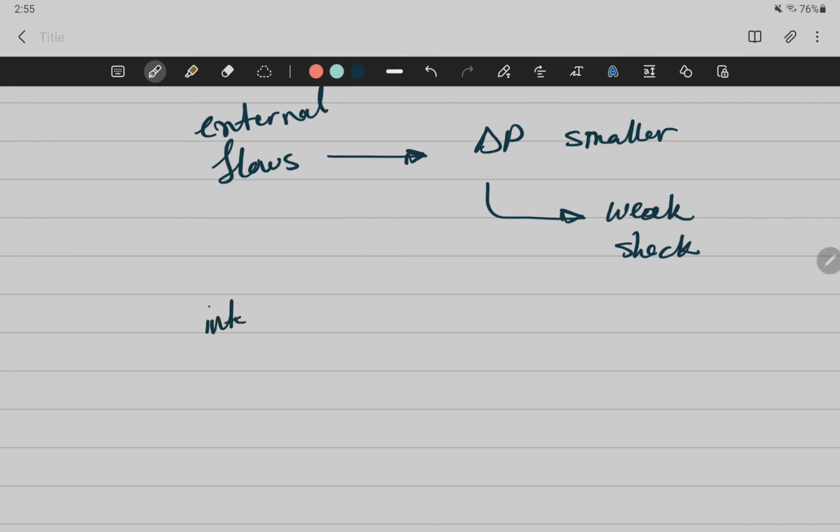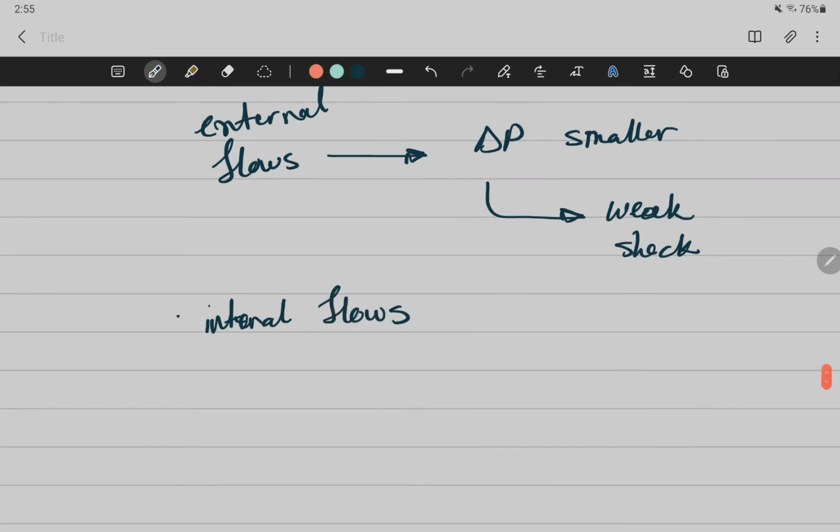For internal flows, it is a little harder to determine this, because in internal flows we have a lot of control over the pressure after the shock wave, right? And this is an internal flow. We can close up the pipe at the end. We can do a lot of things with pressure. We don't really have that liberty with external flows.